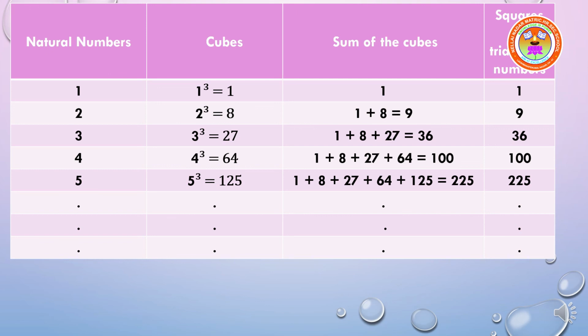Next for the third row, 3 cube is 27. Sum of the cubes 1 plus 8 plus 27. When you add all three it is 36. Next for the fourth one, 4 cube is 64. Adding the cubes 1 plus 8 plus 27 plus 64 you will get 100. So it goes on. Now in the last column, squares of triangular numbers. It is 1, next 9, 36, 100, 225, etc.